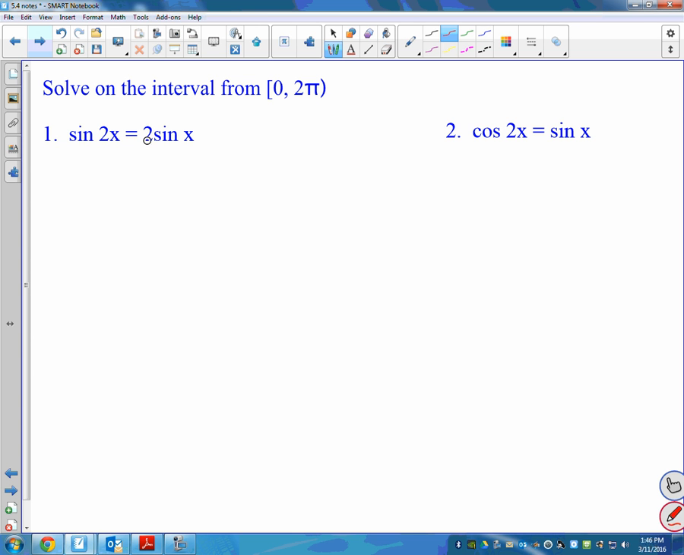You factor a 2 out of this, but you can't factor the 2 out of this. So that's where the formula is nice to know, that I can replace sine of 2x with the formula that says sine of 2x equals 2 sine x cosine x. And again, you don't memorize that, you just have to know.